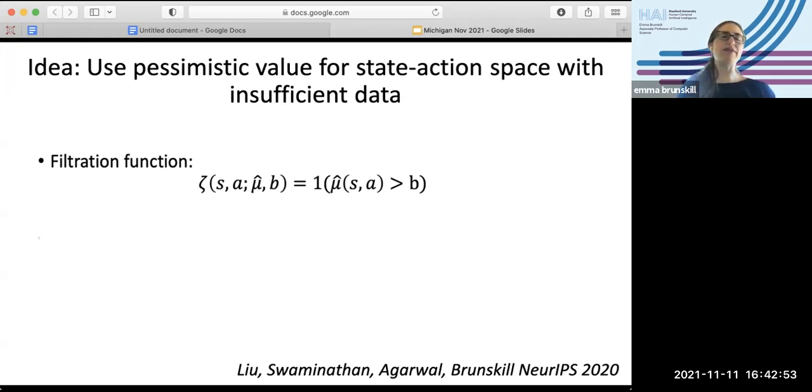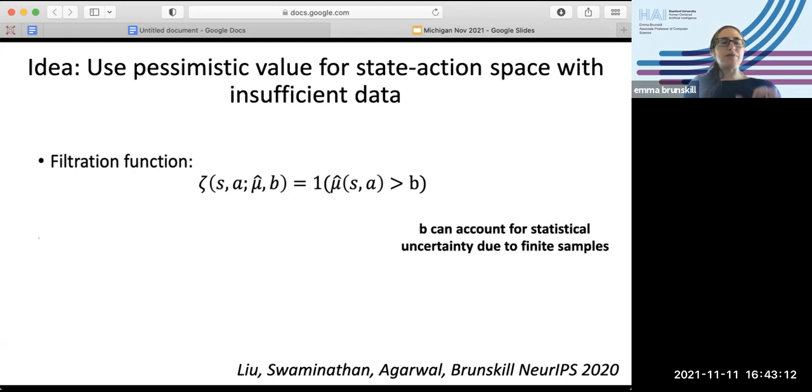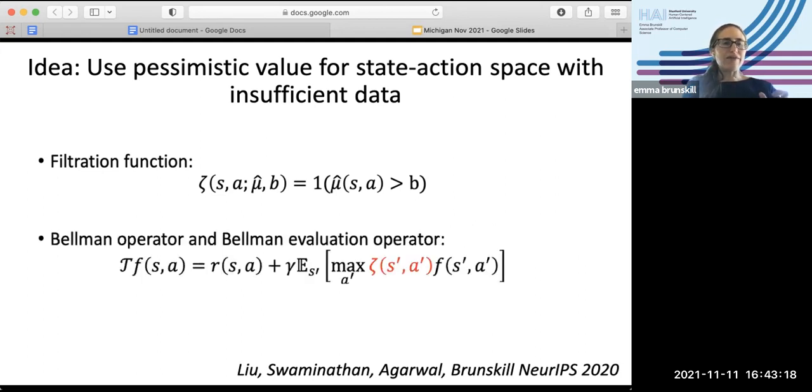And so essentially what we want to think about is, if we don't have much support for a state action, for part of the state action space under our behavior policy, so for example, say our density is very small there, then we may want to use a pessimistic estimate of what would be the value if we reach those states and actions. So in particular, we can set these thresholds to account for statistical uncertainty due to finite samples. So it's a very small change.